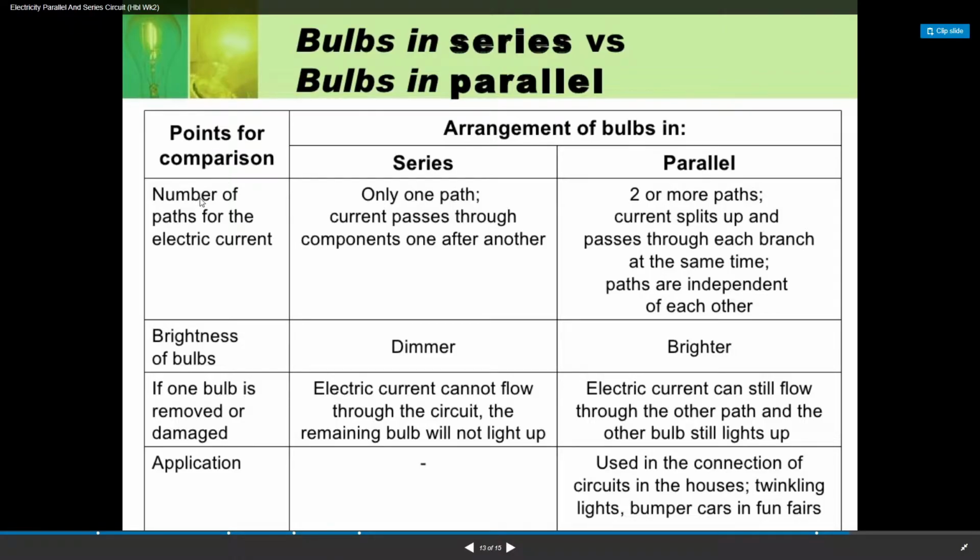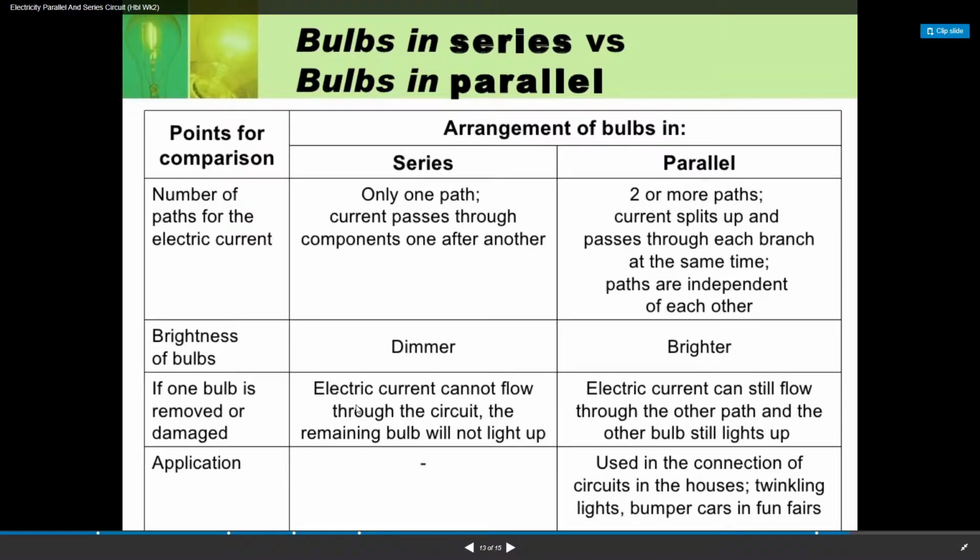Points of comparison. The number of paths for the electrical current. In a series, only one path for the electrons to flow. The current passes through the components one after another. So they have one path for the electricity to flow through. So in a parallel, there are 2 or more paths. And this current, the electrons get split up and passes through each branch at the same time. These paths are independent of each other. So in a series, the bulbs will be dimmer. In a parallel, the light bulbs will be brighter.